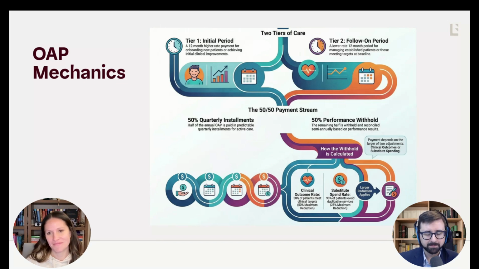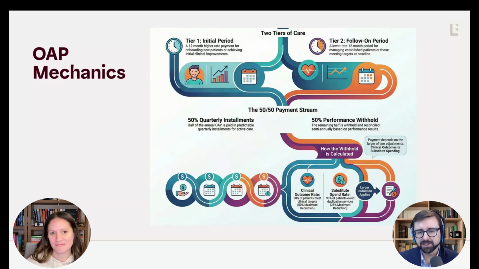I just did some playing around with CPT codes, and I am guessing that you're going to see somewhere in the neighborhood of a $2,000 to $2,500 per year OAP for tier 1 initial period care, and more along the lines of a $1,500 to $1,800 per year OAP for tier 2 care. That's just a wild guess, but I want to put it out there and see how my guess compares to reality. So what do I mean by tier 1 and tier 2 care?